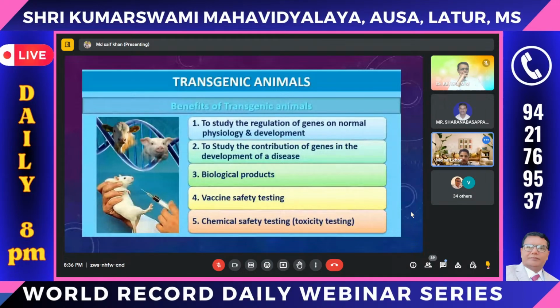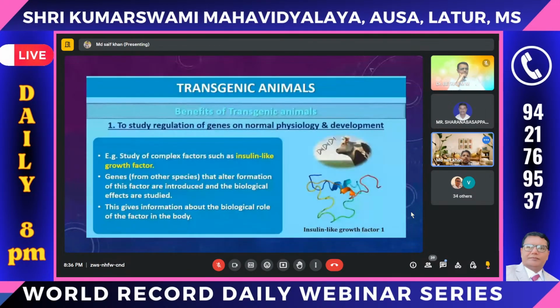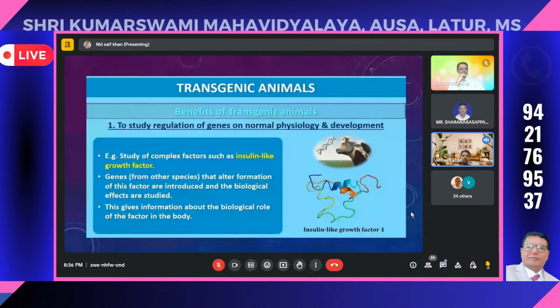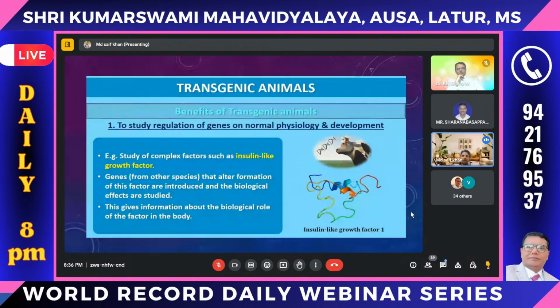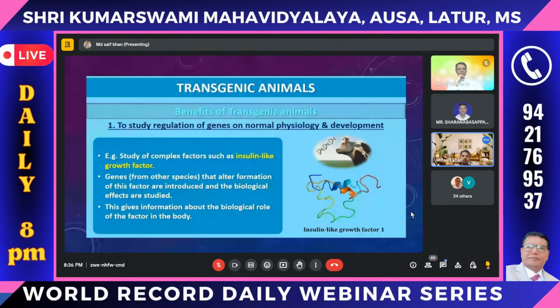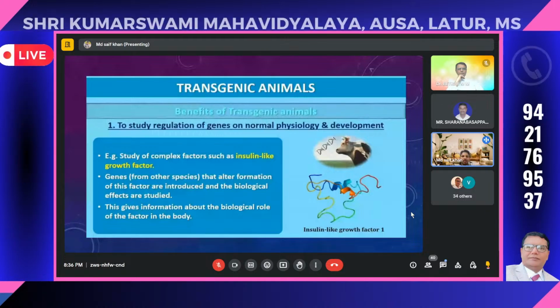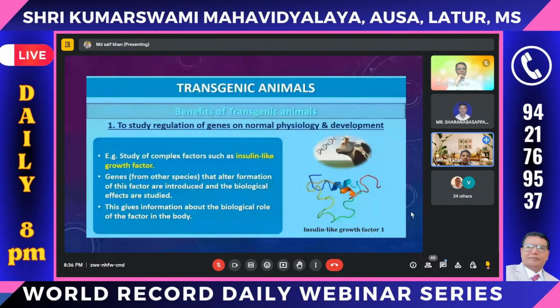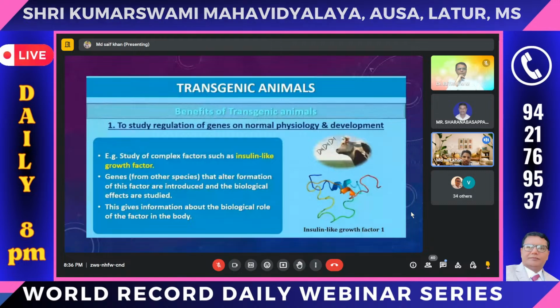Another is how we are studying the regulation of these genes in normal physiology and development. An example is the study of complex factors such as insulin-like growth factors. Genes from other species that alter the formation of this factor are introduced and the biological effects are studied.